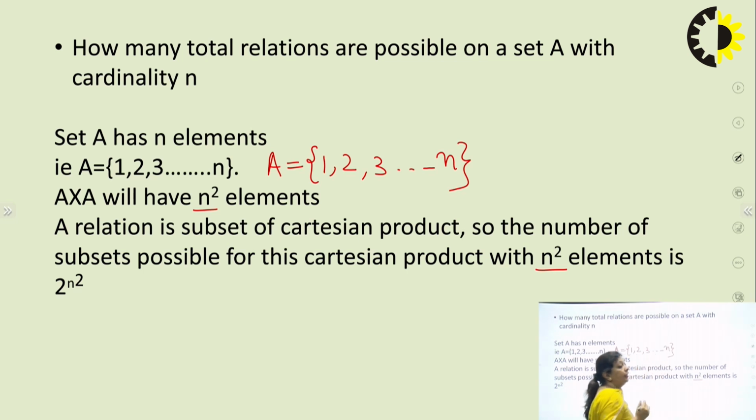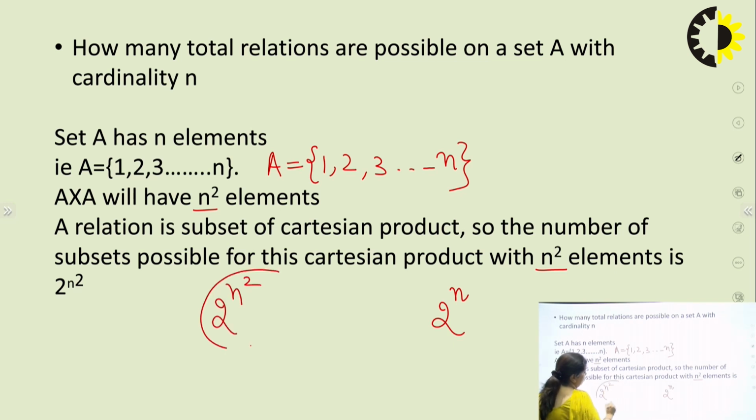I know that if I want to calculate the number of subsets for a set containing n elements, the general formula is 2 to the power n. Now, in place of n, I have n square elements. So, how many subsets are possible? 2 to the power n square. So, this is the total possible number of relations for a set A which will be containing n elements.